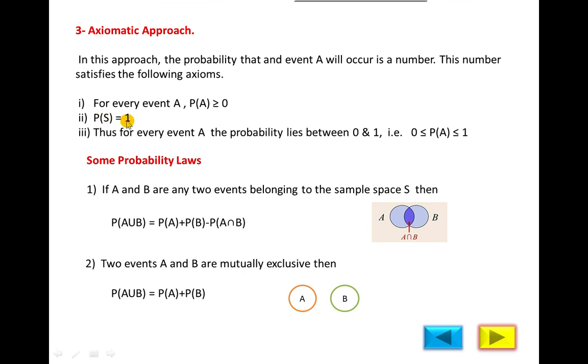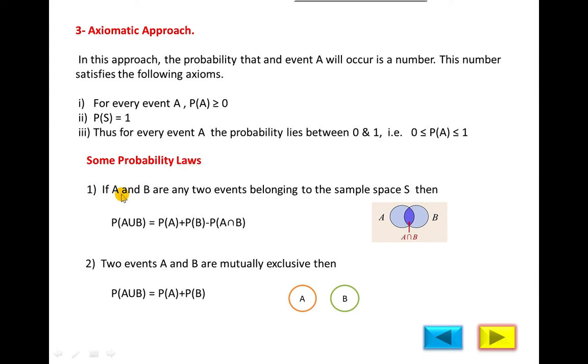So from the first and second, you can conclude that for every event A, the probability lies between 0 and 1, that is probability of A greater than or equal to 0 and less than or equal to 1. Now some probability laws, we will use these laws in numericals.